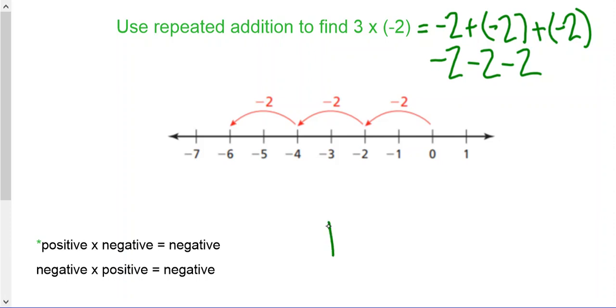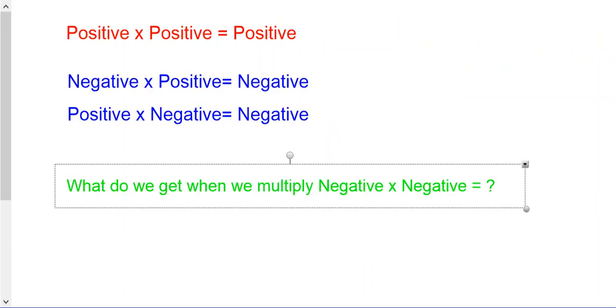Go ahead and pause here. Get these notes down in your notebook. Alright, quick review. We have found out that a positive times a positive will give us a positive product. A negative times a positive will give us a negative product, as well as a positive times a negative will result in a negative product. But what happens when we multiply a negative times a negative? Let's find out.